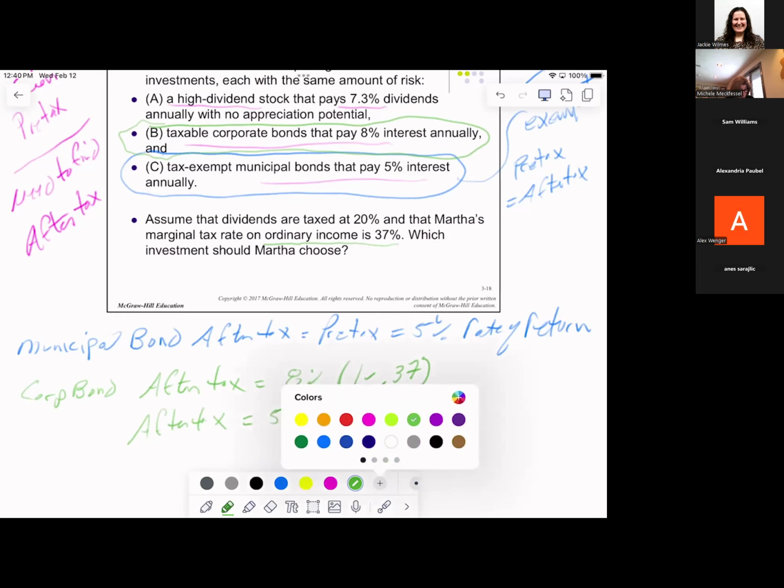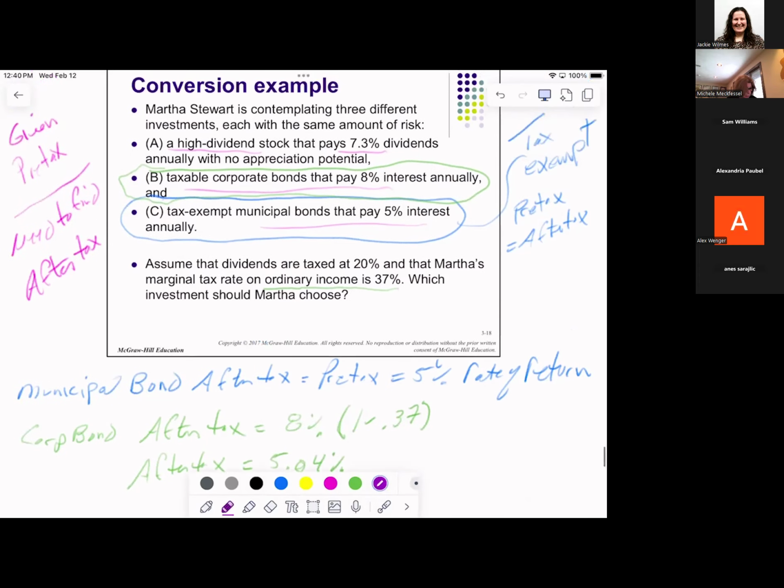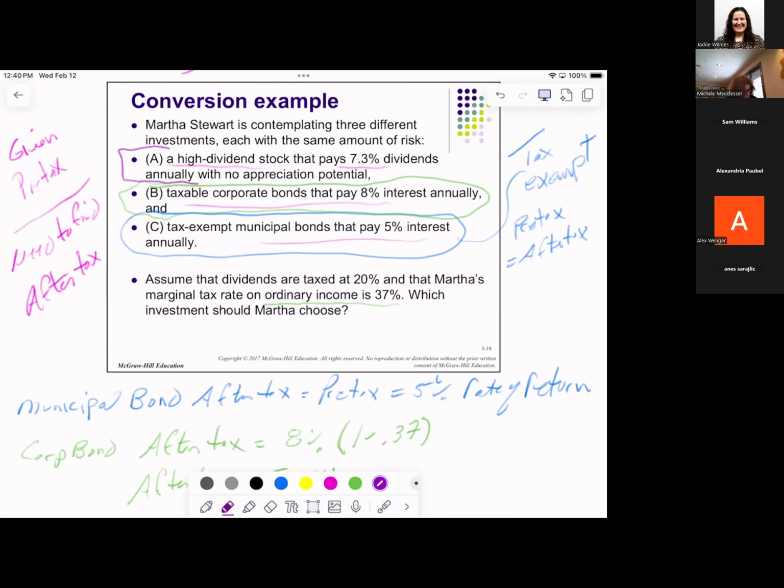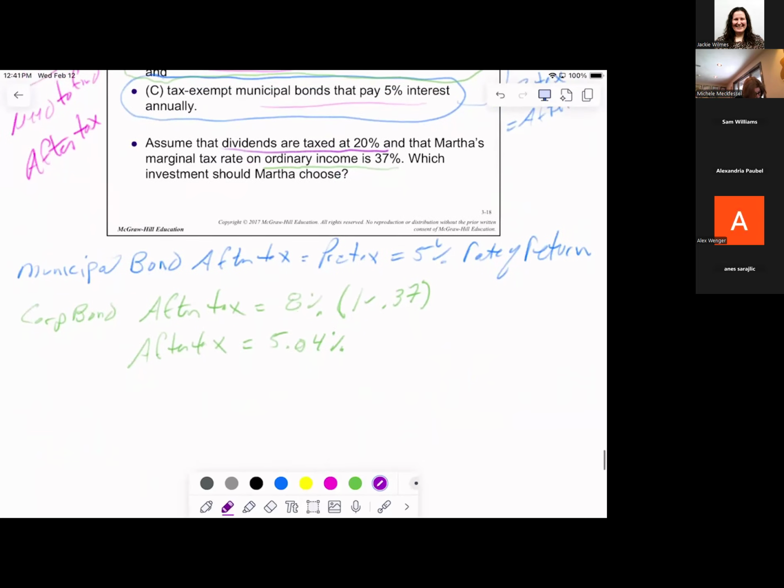Now we have the most complicated of the three, and that's this high dividend stock. The reason it is the most complicated is because remember that dividends are not taxed at ordinary rates. Dividends are taxed like long-term capital gains, and they have preferential tax rates. And we're told in this situation that dividends are taxed at 20%.